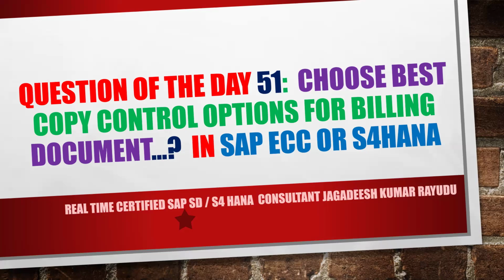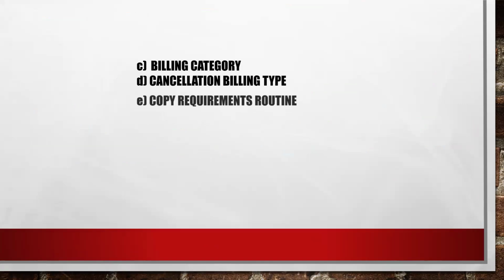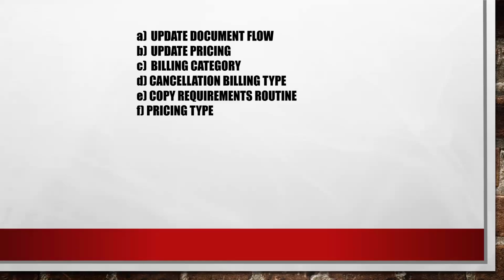Another question of the day. 51. Choose the best copy control options for billing document in SAP ECC or S/4HANA. Let's try to break down the options for this question. A is update document flow, B update pricing, C billing category, D cancellation of the billing document type, E copy control, F pricing type. All these are the different options available. Let's try to choose the correct answer and try to comment.